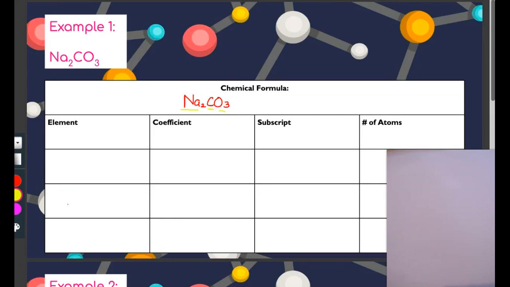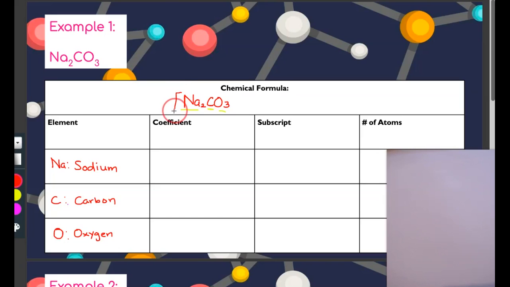In this case, we have first Na. If I look at my periodic table, I will see that Na represents sodium. The next symbol that we have is C. You may already know, but if not, you look at your table. C is carbon. Finally, we have O, which represents oxygen. Our next step is to determine the coefficient.